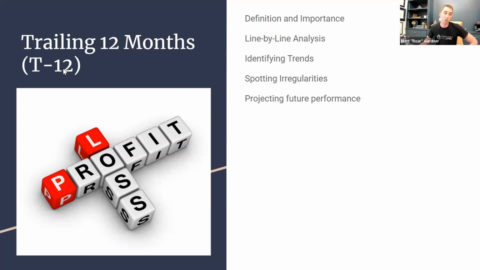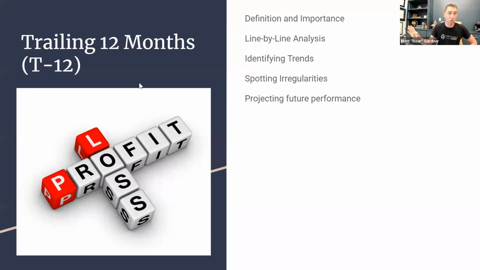And then from there, we're going to use this T12. Like I said, in the OM, they had the T1, the T3, and the T6. T1 is just the last month's profit and loss, T3 is the last 3 months profit and loss, and T6 is the last 6 months profit and loss. We'll use those to create the pro forma.